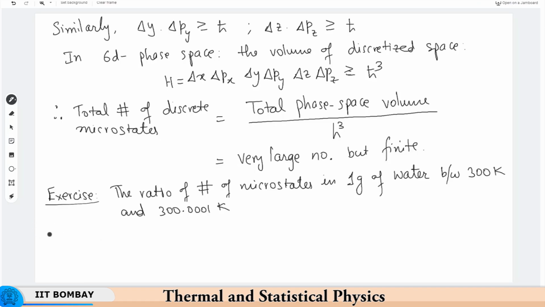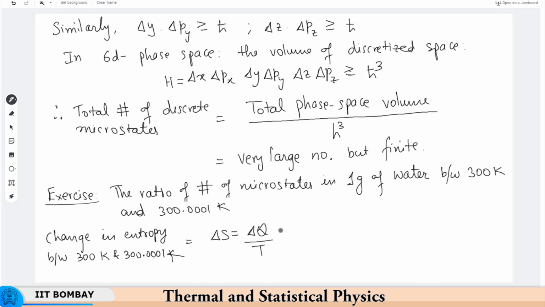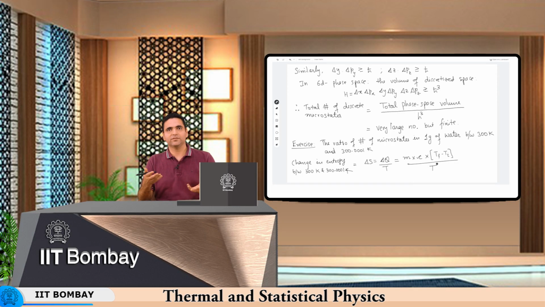What we can do is calculate the change in entropy of this 1 gram of water between 300 Kelvin and 300.0001 Kelvin. So that would be delta S, and this is basically delta Q divided by the temperature. And what is delta Q? That is the mass of the water multiplied by the specific heat, and multiplied by the difference between the two temperatures, final temperature minus initial temperature, and divided by the temperature at which this process is happening, which is very close to 300 Kelvin.